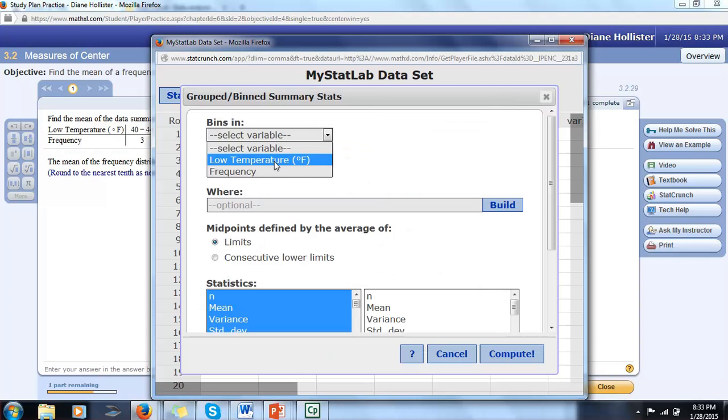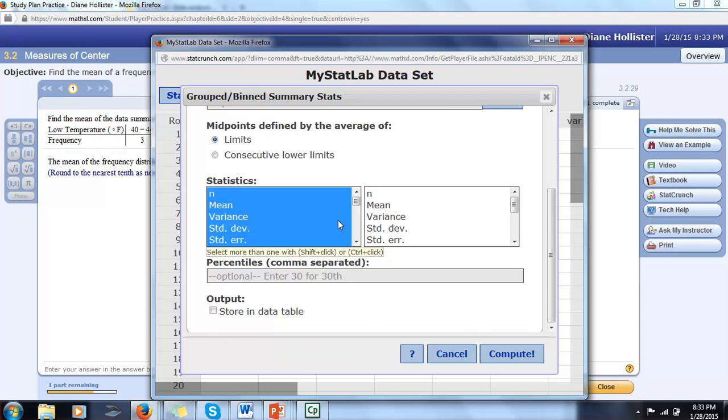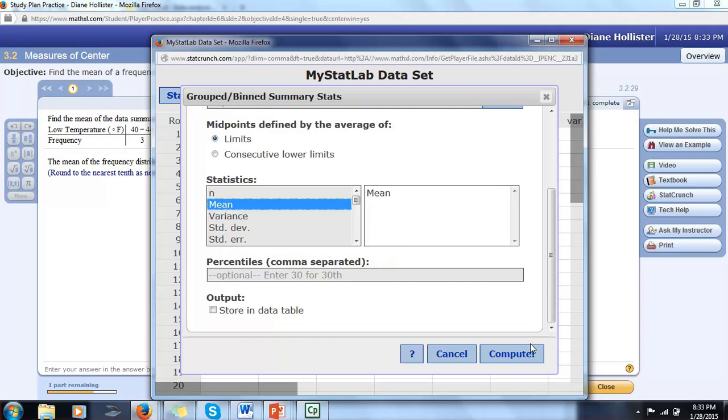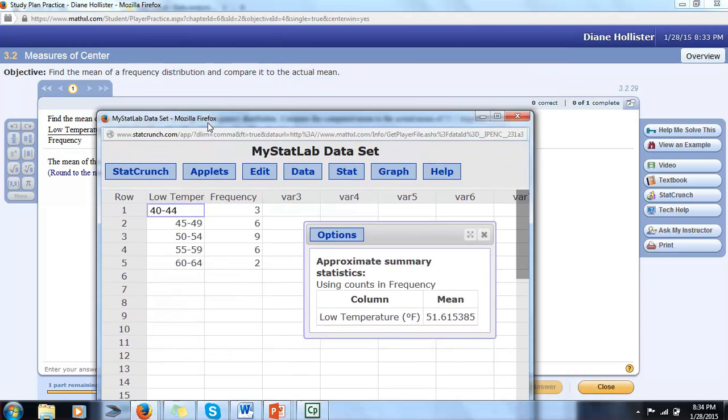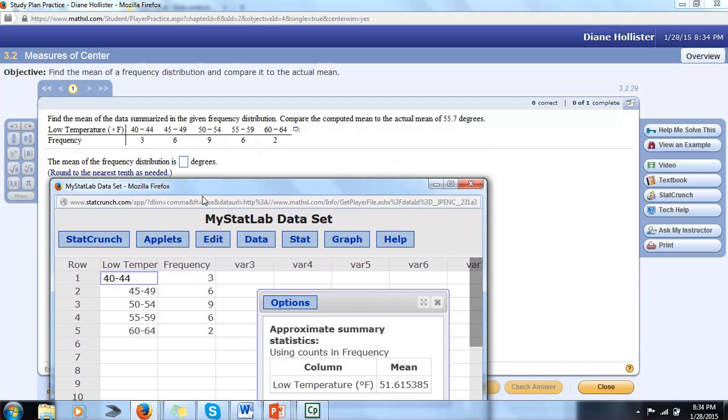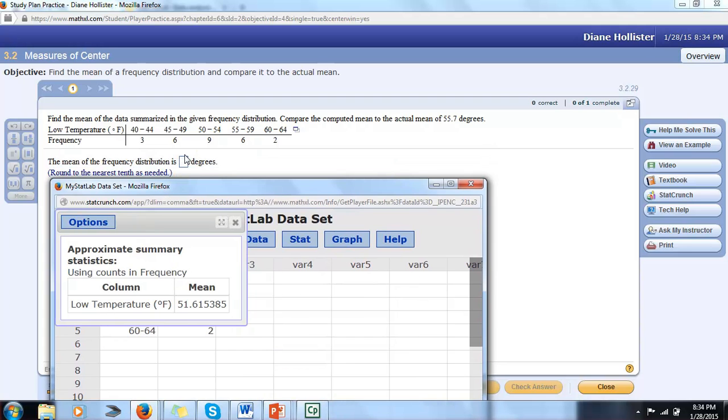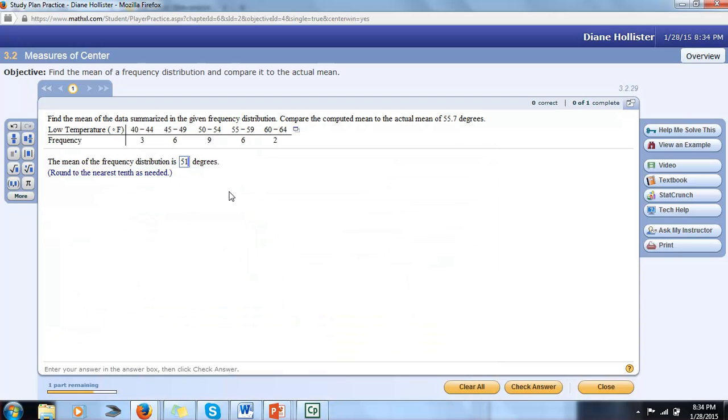The bins, or the groups, classes if you will, are located under temperature, and our counts, or frequencies, are in the frequency column. The midpoints are defined by an average of our limits, so we don't need to change anything. And we just simply want to find the mean. So we're going to click mean, and we're going to see that our mean here is 51.615, and it says to round to the nearest tenth. So we could come here and enter 51.6, and we would check our answer, and we found we had the right answer.